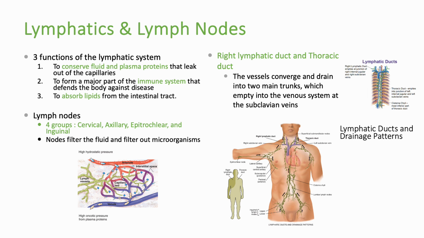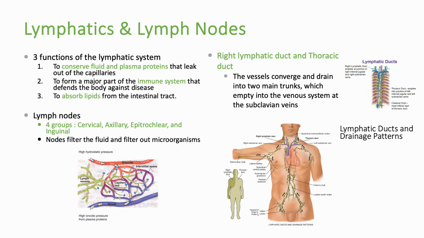Next, we're going to look at the lymphatics and lymph nodes. And we know that the lymphatic system has three functions. It conserves fluid and plasma proteins that leak out of the capillaries. It's a major part of our immune system, defends our body against disease, and it absorbs lipids that are found in the intestinal tract. And there's four areas where lymph nodes are found.